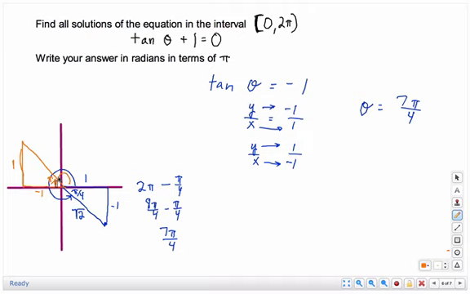And we're looking for this angle here. So that's going to be pi minus pi over 4. So we multiply pi by 4 over 4. And 4 pi over 4 minus pi over 4 is 3 pi over 4. And those are your two answers.